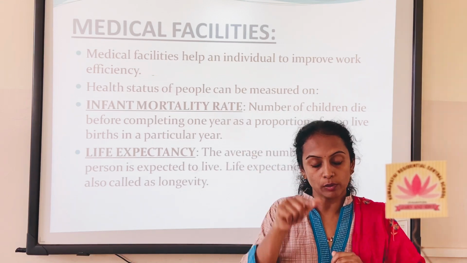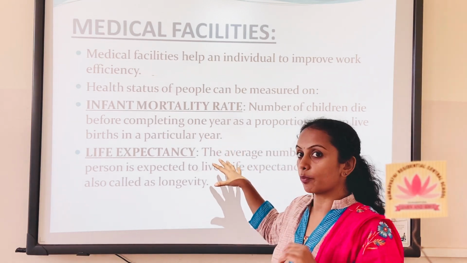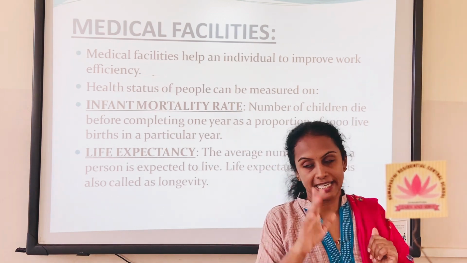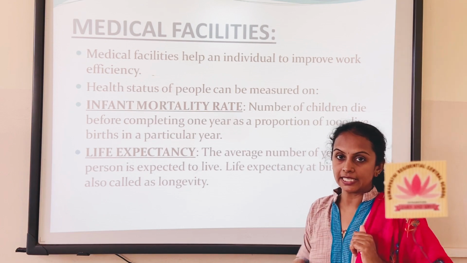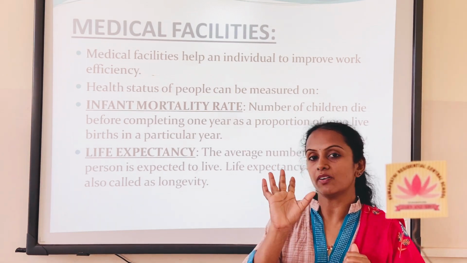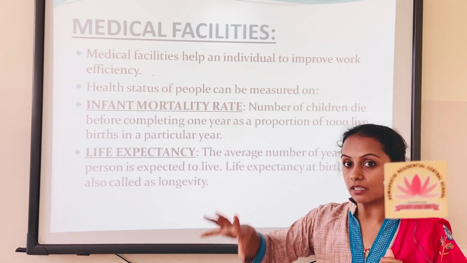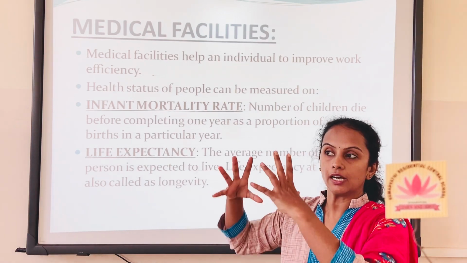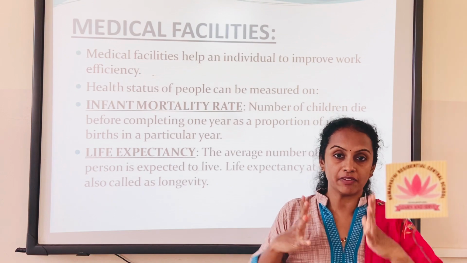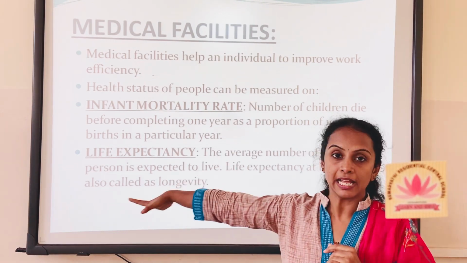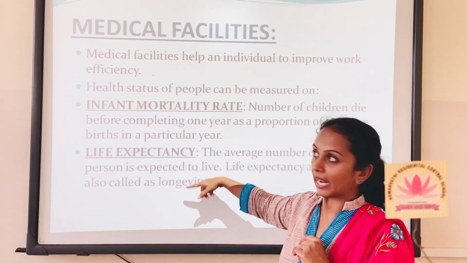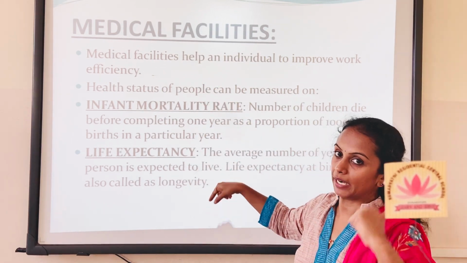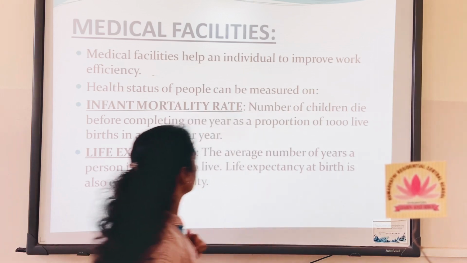So you will assess that medical facilities are provided in a correct manner if the infant mortality rate is less. Then life expectancy is the average lifespan of a person: how many years a person is going to live, the expected years of his living. On that basis you can say the life expectancy rate. So this should be more and the other should be less. This is how you will compare the medical facilities.